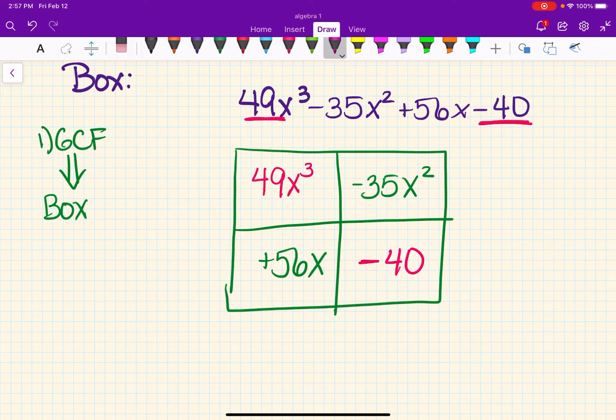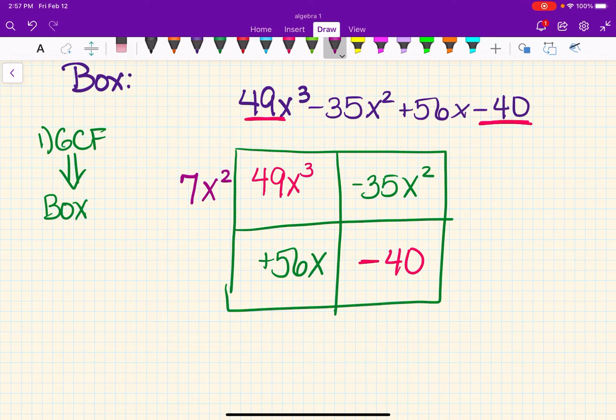So I'm looking at 49x to the third minus 35x squared. I know 7 goes into both of those. And I also know x squared comes out. So if you are a box method person instead of a FOIL person, this should look familiar. We're doing it backwards. We're starting with what's inside, and we're pulling out what was multiplied together to get the inside numbers. Okay, so that's all we're doing. We're doing the backwards. Undistributing, factoring out a greatest common factor.